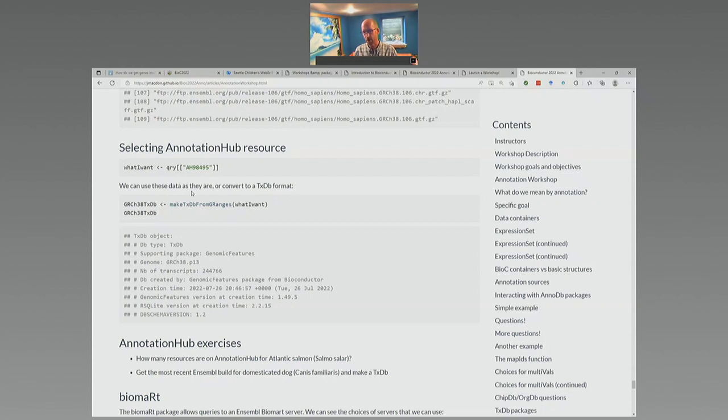The problem with this GRanges object is it's got a lot of information about exons and CDSs and things like that, so it's not super useful the way it is. But what you can do is use this function, makeTxDbFromGRanges, and it'll turn it into a TxDb, which we already know how to do things with. So we do that, and it makes a TxDb object that's got like 244,000 transcripts, and it just gives you all this information about it.